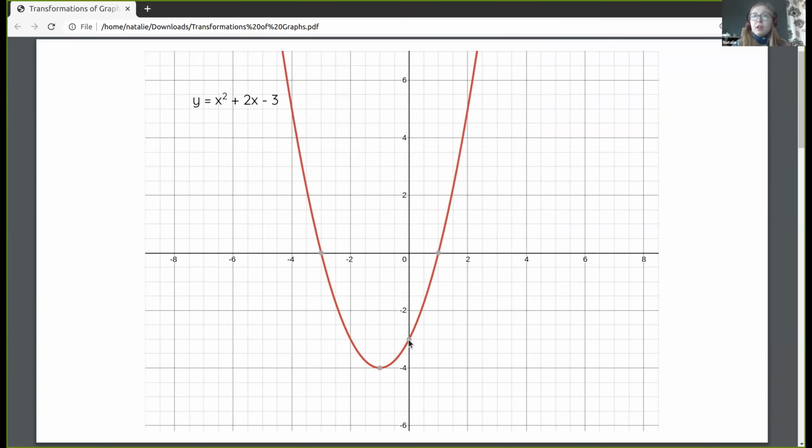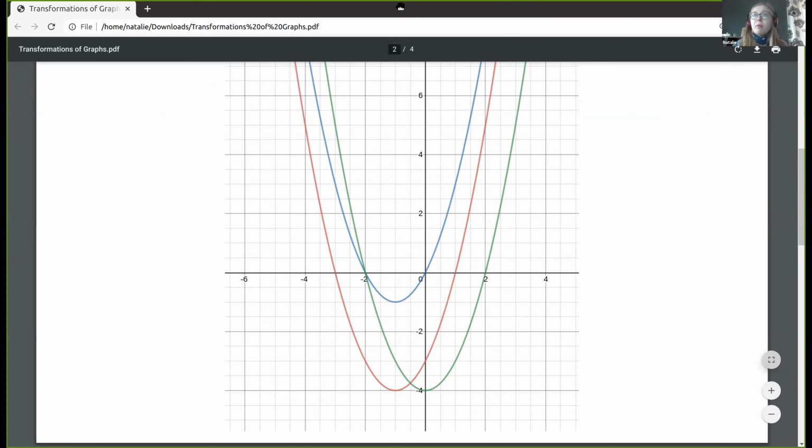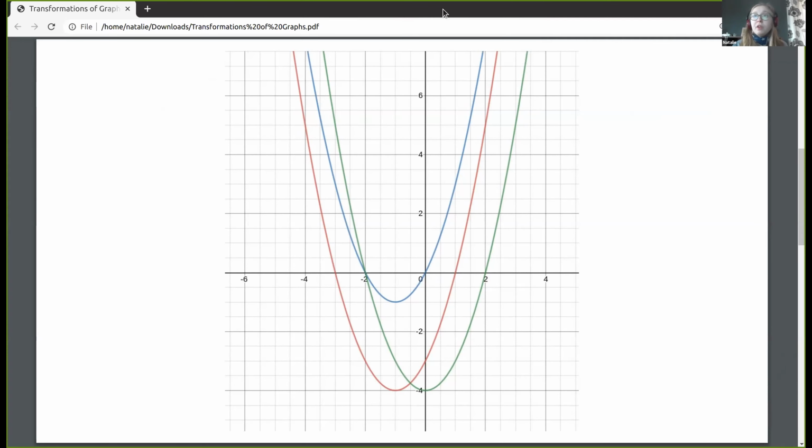We're now going to have a look at some transformations of that graph, and you are going to tell me what has happened in each transformation. So the graph in red will always be the original graph. So the graph in red is still y equals x squared plus 2x minus 3. So what has happened to go from the red original graph to the green graph?